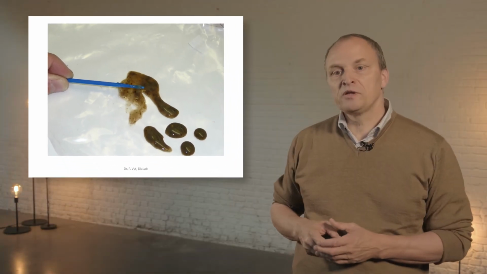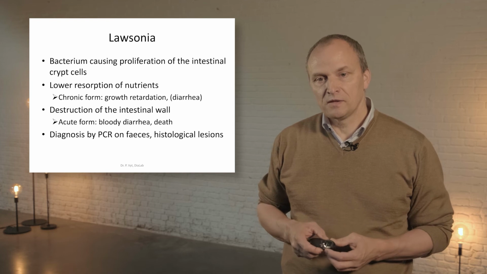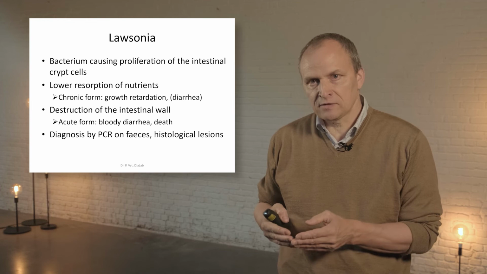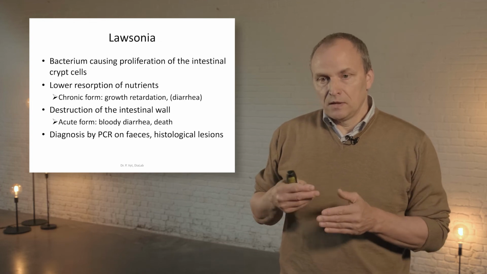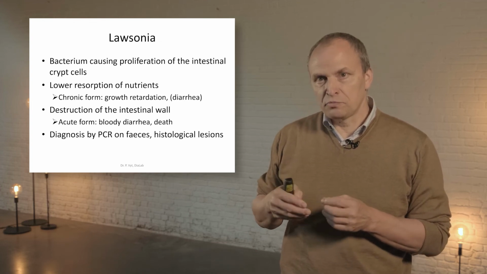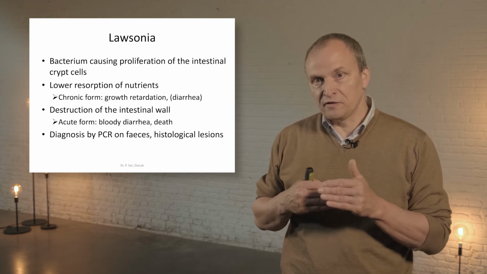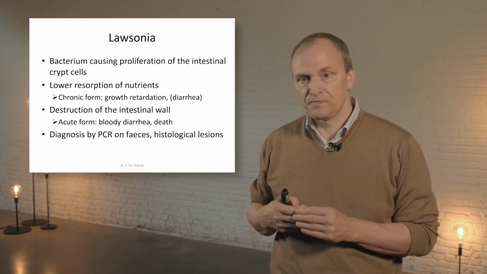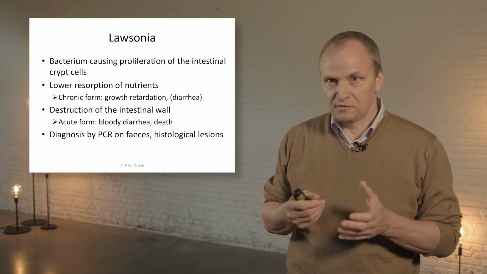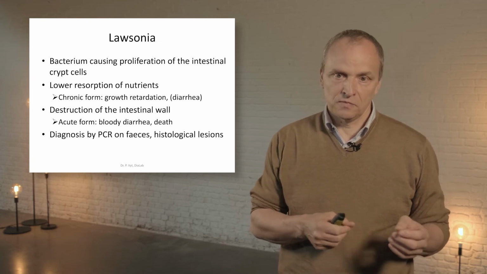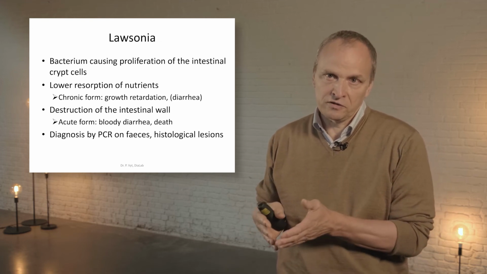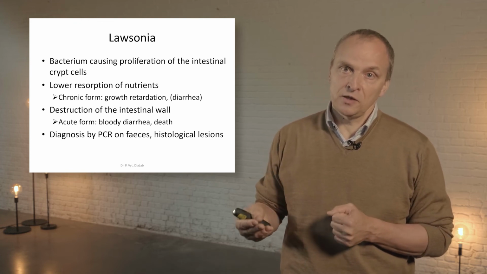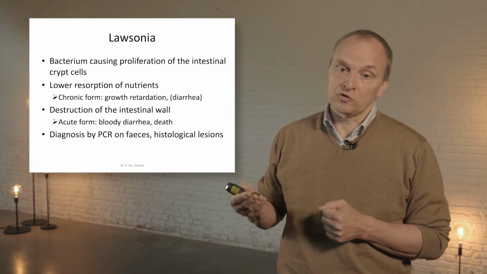The last bacteria we are going to talk about is Lawsonia. Lawsonia intracellularis is a bacteria which multiplies within the cells of the intestine. It stimulates the cells to proliferate. So we have a thicker intestine with less absorption of nutrients. We have two forms in this disease. We have the chronic form with the thickened intestine and growth retardation, and we can have the acute form where you have a sudden bleeding within the intestine and mortality of the animal.